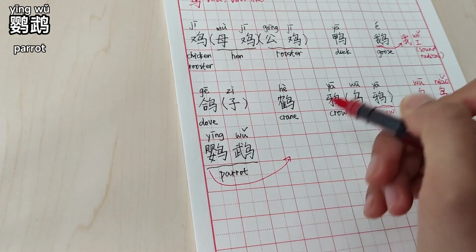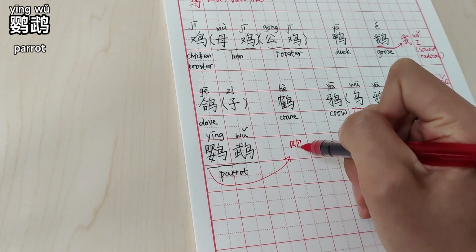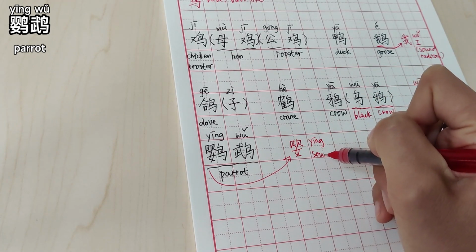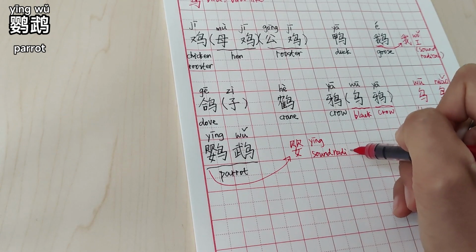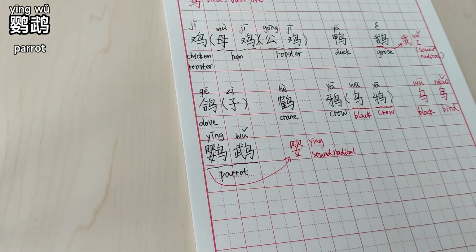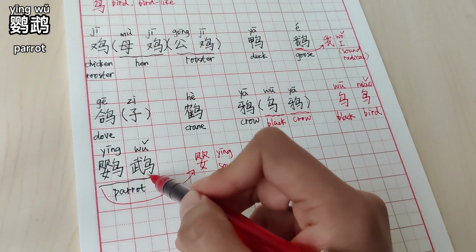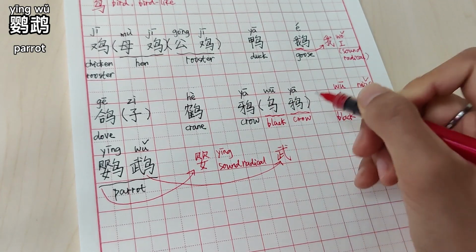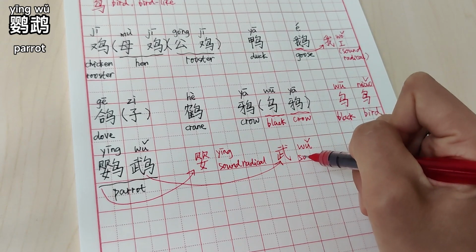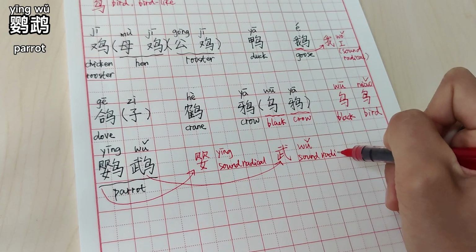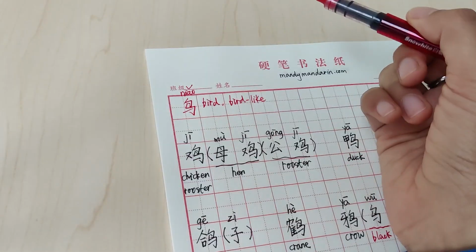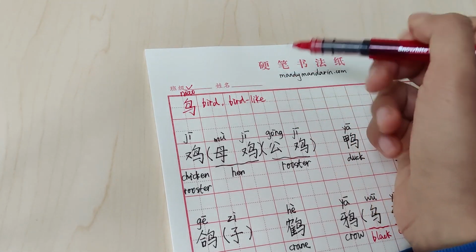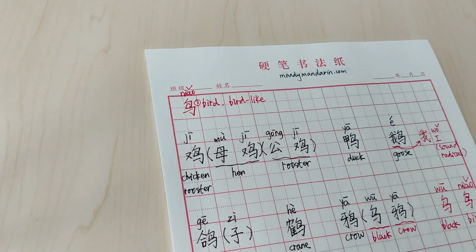On the 鹰, this is 鹰, and it serves as a sound radical for the 鹰. And as for the 舞, this is 舞. It also serves as a sound radical. Okay, so the 鸟 radical could refer to the bird and bird-like animal. This is the first meaning of it.